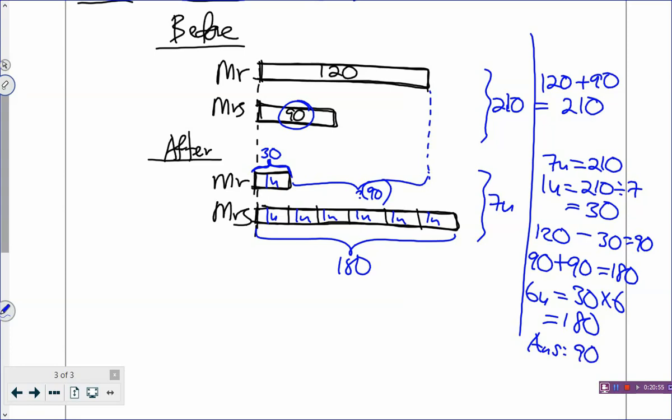So that's how you draw the before and after model, total unchanged. So when is the total unchanged? When you see internal transfer. And what is internal transfer? When somebody is giving to somebody else in the story, in the problem.